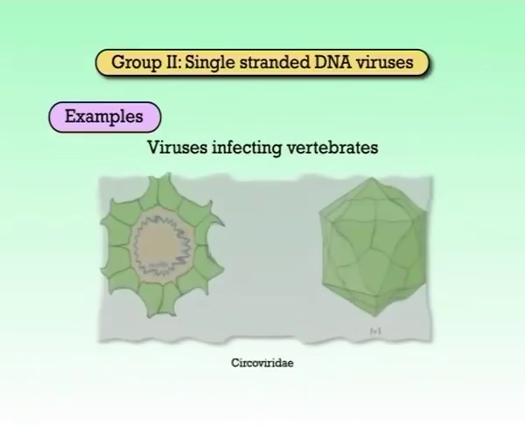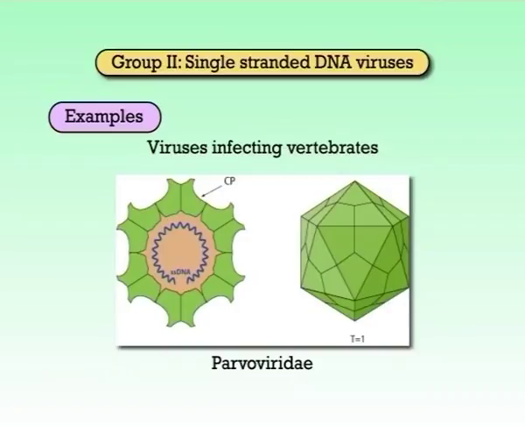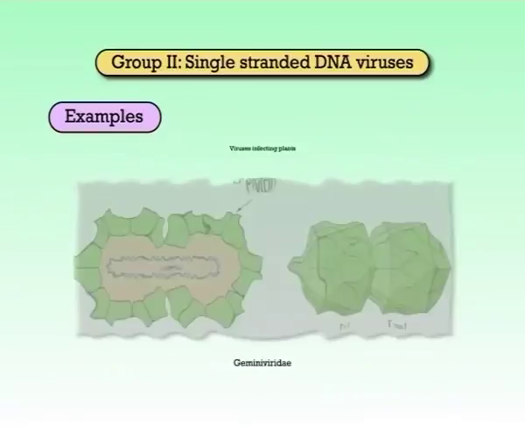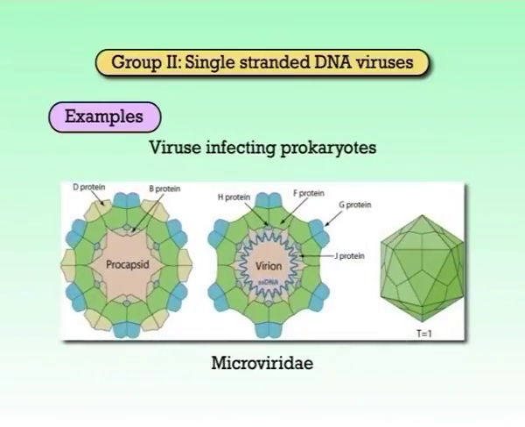Anelloviridae, Circoviridae, and Parvoviridae, which infect vertebrates, the Geminiviridae and Nanoviridae, which infect plants, and Microviridae, which infects prokaryotes, are some of the viruses that come under this group.